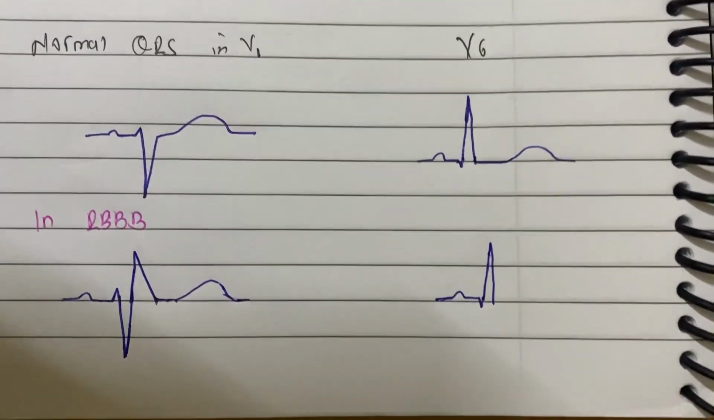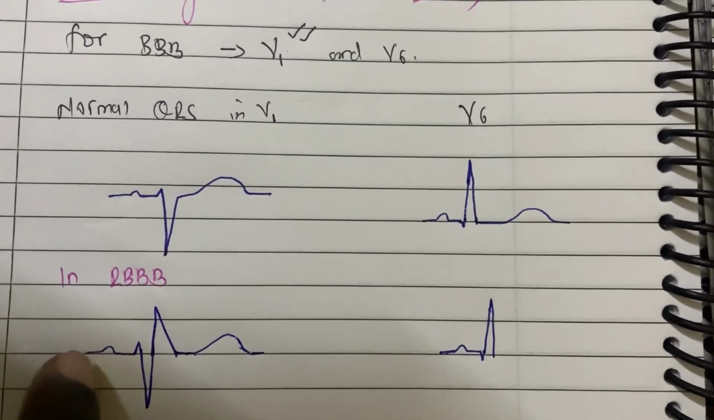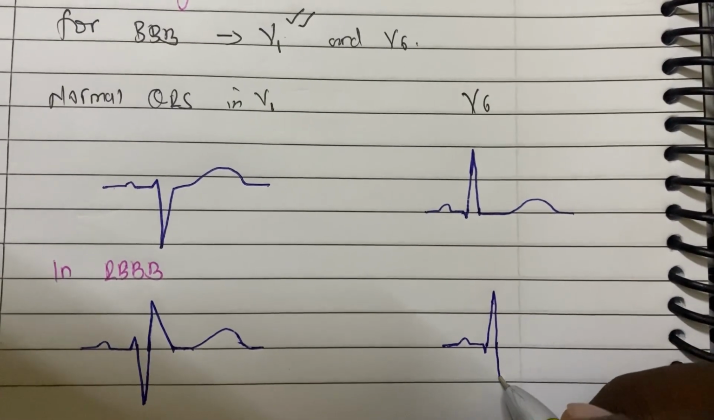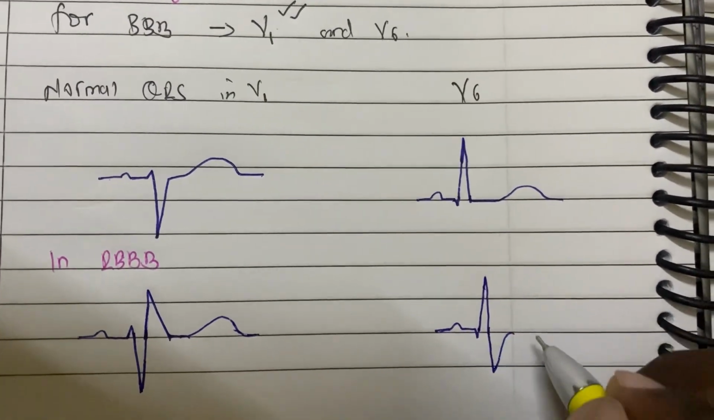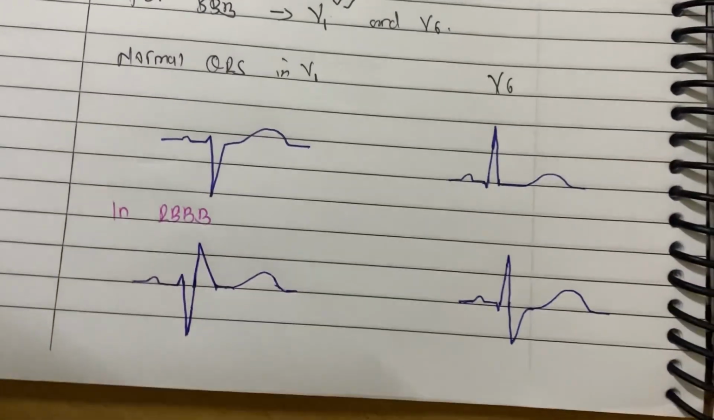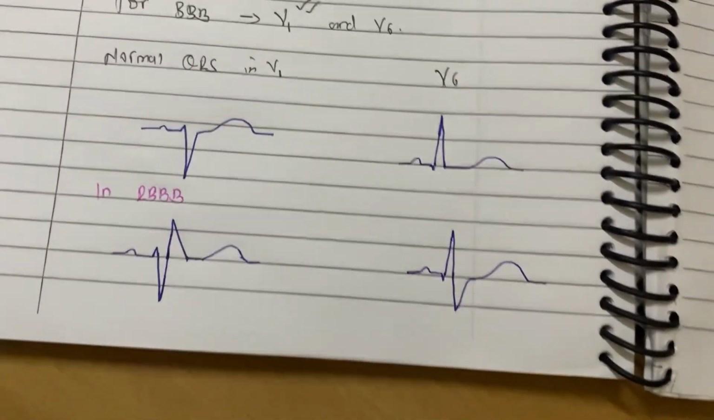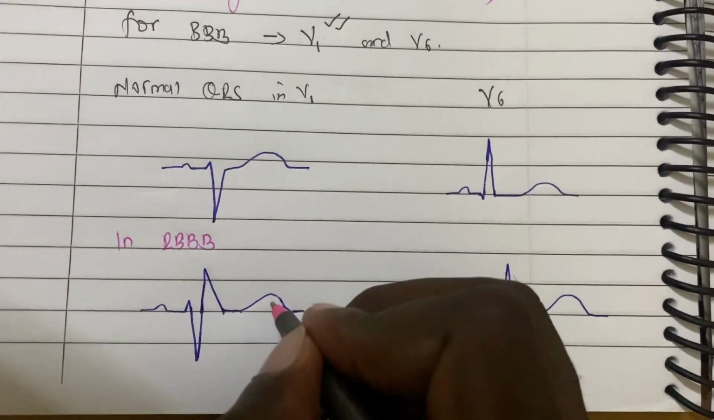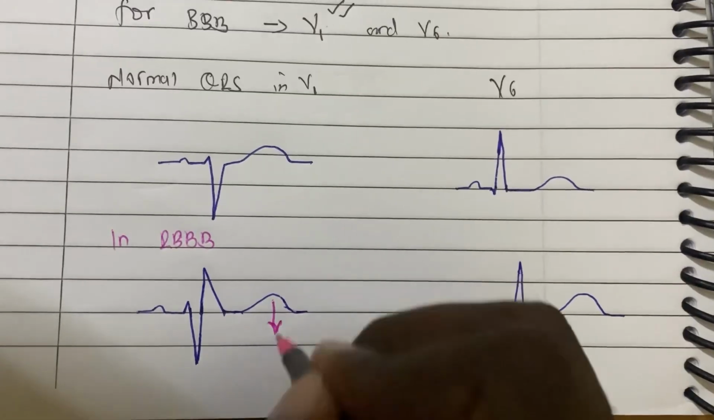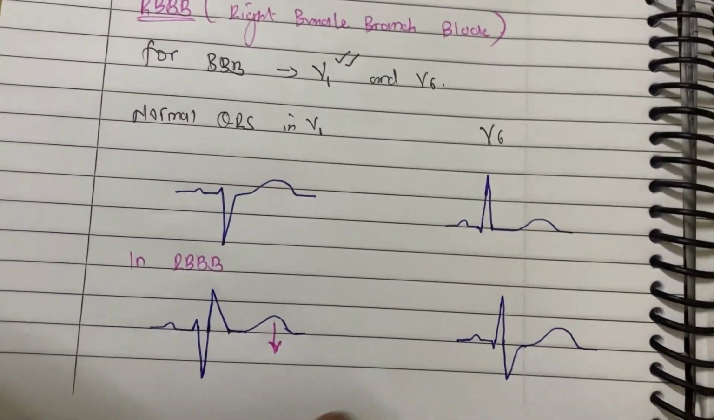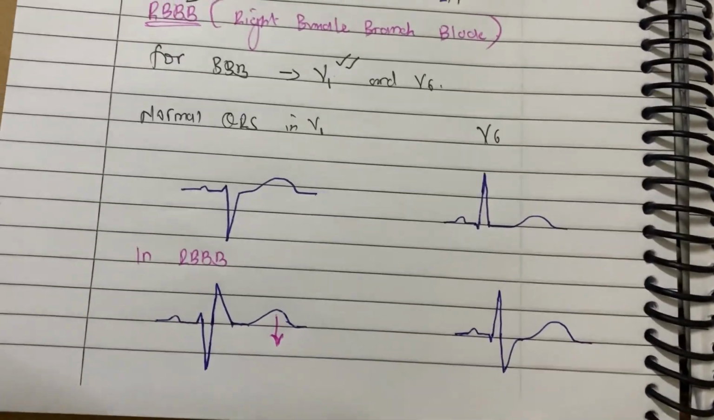That is for V1. And now in V6, this is what we expect. I expect a deep and wide S wave, but in most cases, this T wave will be inverted in RBBB, in V1 and V2. It will be inverted. So this is the morphology we expect in RBBB.